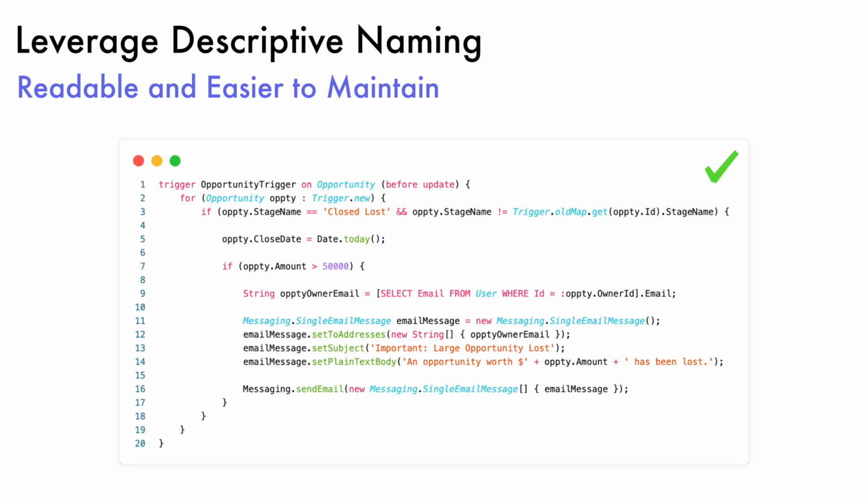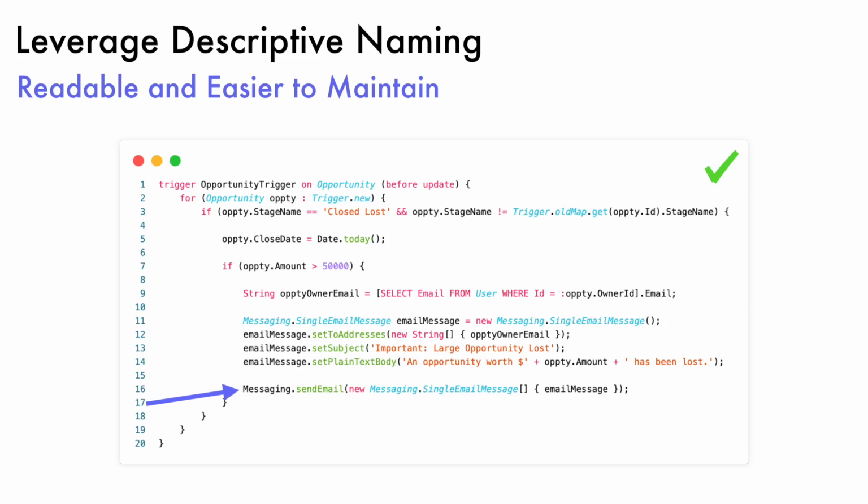We can now tell that this is an opportunity trigger that will update the opportunity's close date to today's date if the stage name is updated to closed lost. Additionally, it will check to see if the opportunity's amount is greater than $50,000. And if so, it will send an email alert to the owner of the opportunity to notify them about the lost deal.